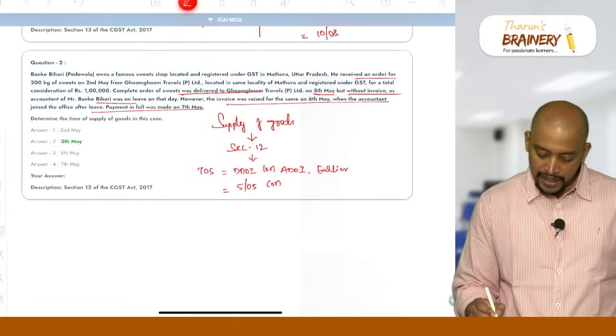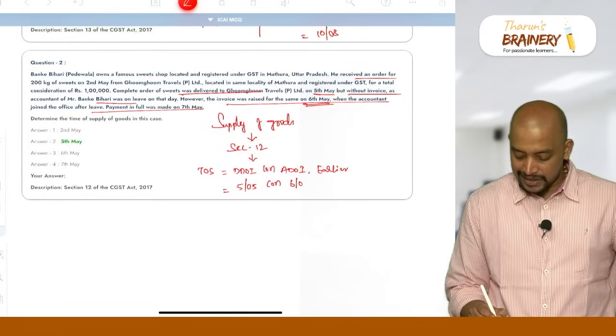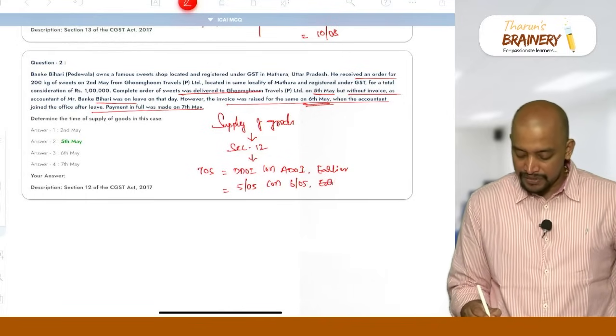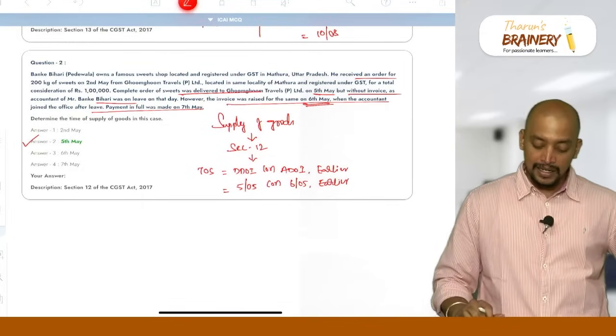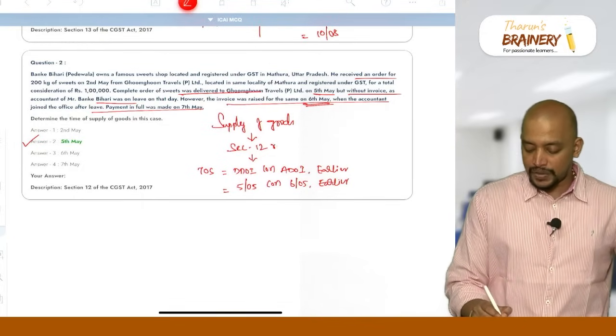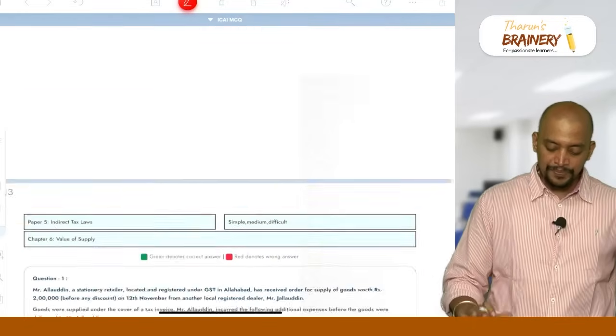Actual date of invoice was 6th May. Okay. So 5th May or 6th May, whichever is earlier, 5th May will be taken as the answer here. So this is because of section 12 read with one notification. What is that notification? Notification number 66 of 2017.